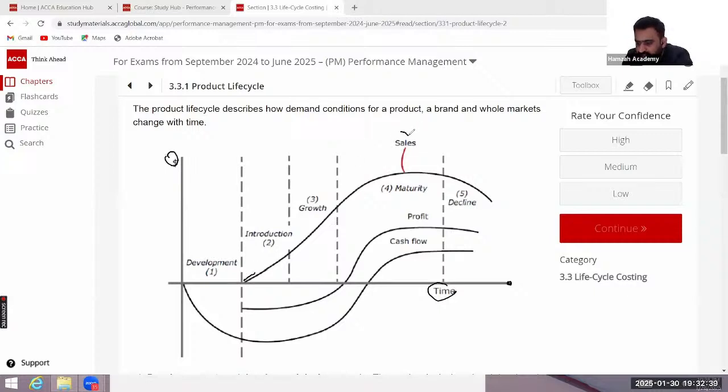This line is a sale. And then we have the line of a cash flow. And third line is a cash flow. And the second line is about the profitability.